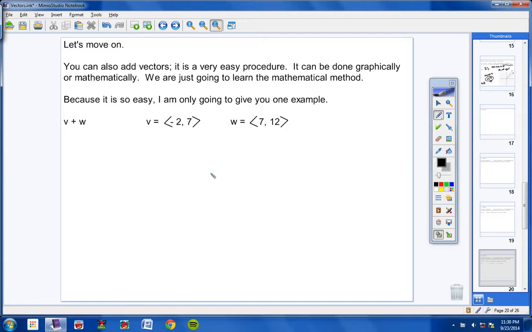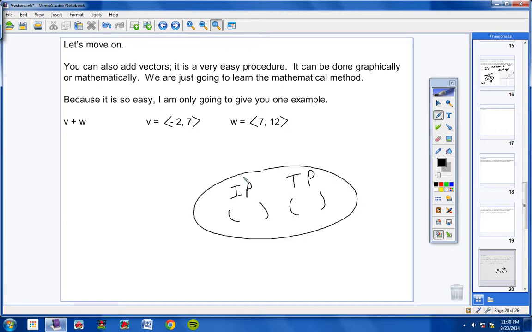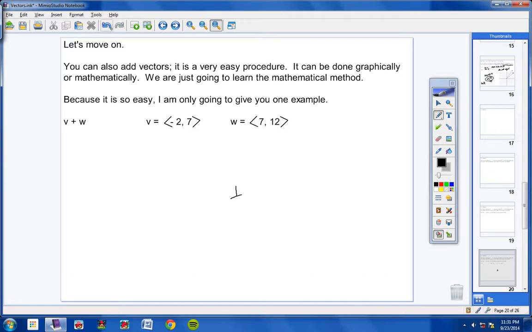That's really, really important. So on a test or a quiz, if I give you vectors that are written with an initial point and a terminal point, and I ask you to add them, the first thing you'll want to do is rewrite your vector so that it's written as an ordered pair. Because that's the easiest way, really the only way to add these two vectors. All right, so with that in mind, here we go. Let's go ahead and take a look here.